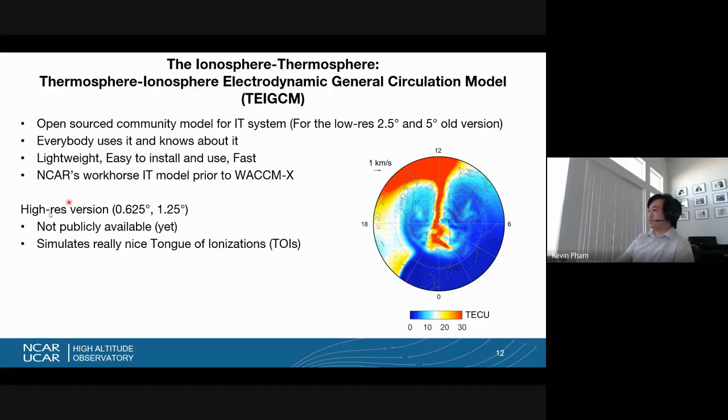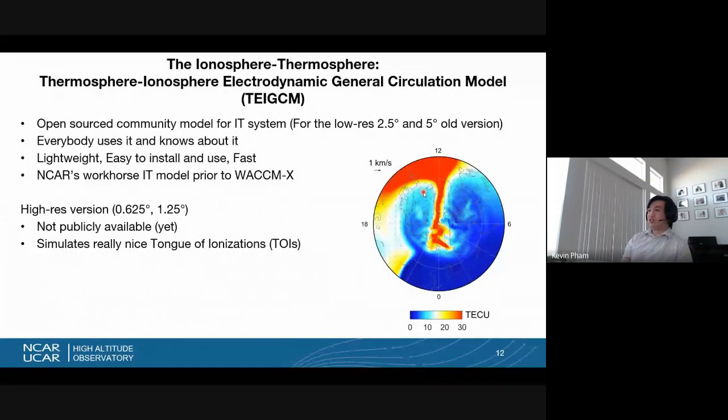And then the high resolution version, which goes down to 0.625 and 1.25 degrees in latitude and longitude, isn't necessarily publicly available yet, but with the high resolution, it gives us very nice tongue of ionization. For example, what you see here, we're able to maintain this tongue feature across the polar cap very nicely. However, if you go down to something like 5 degrees, which is what our older lower resolution version was, then this feature would be a single grid point and not very well maintained.